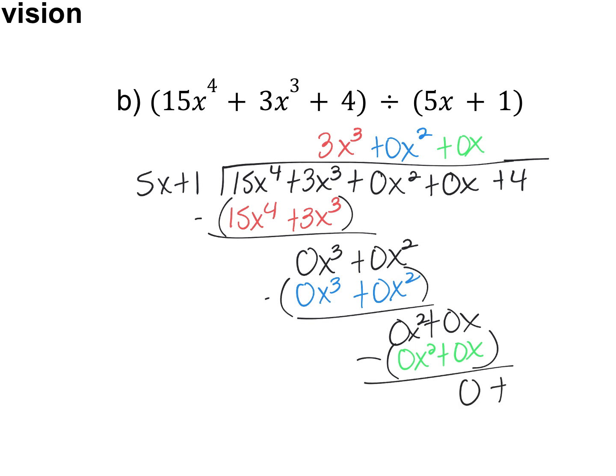So we have 0 plus 4. How many times 0, or 5x times what gives you 0? And the answer is 0. So this last one is going to be 0 as well.